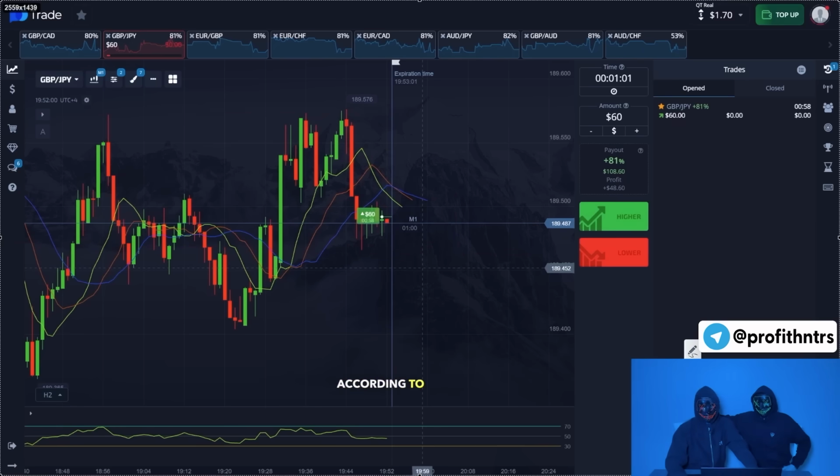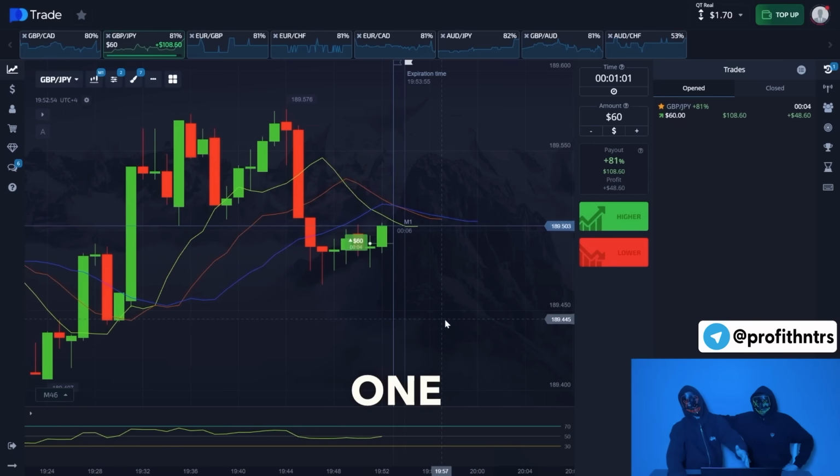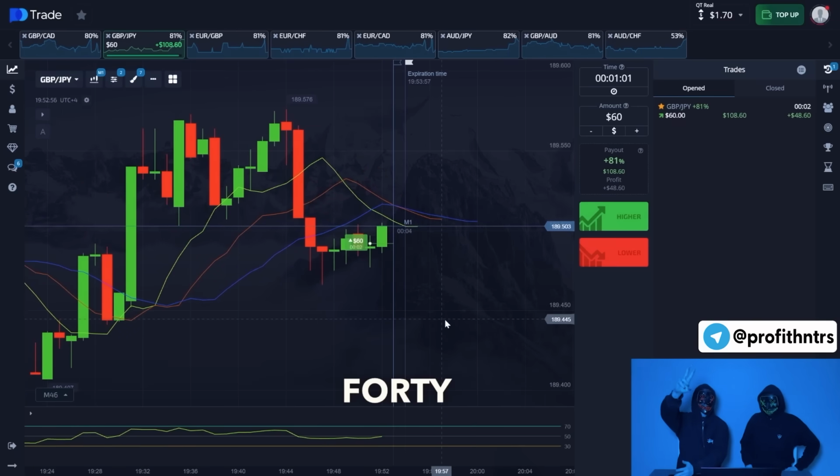Also, according to the RCI indicator, we've had a strong decline. The price held here and then went down here. And here we have a delay. We have 5 seconds left. Friends, 2, 1, successful. We earned $40.